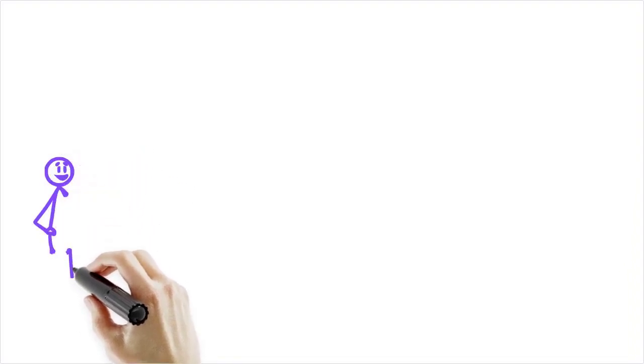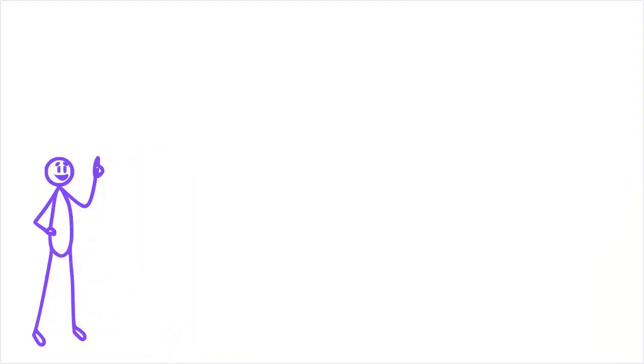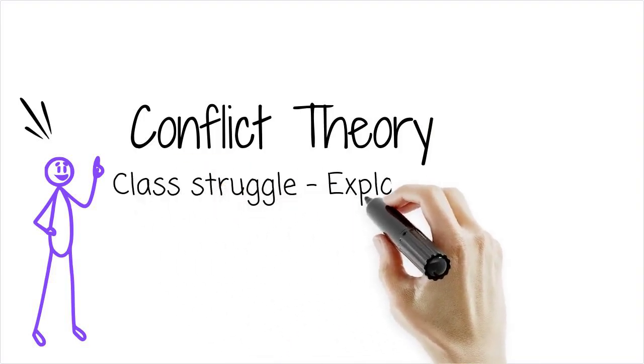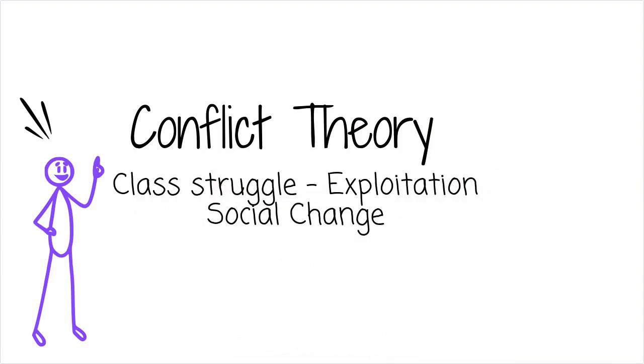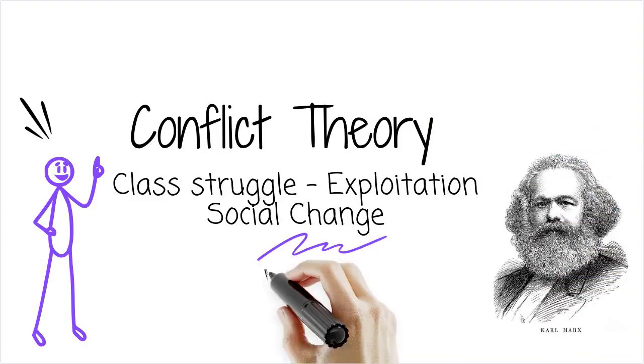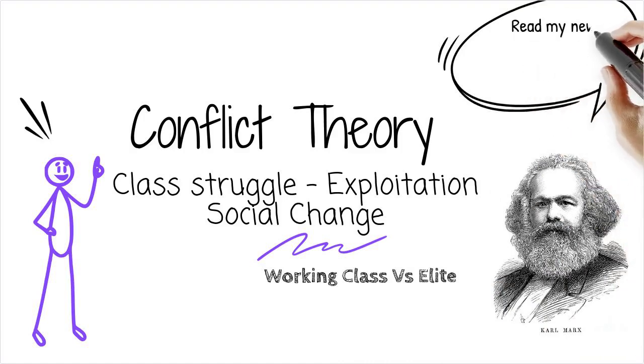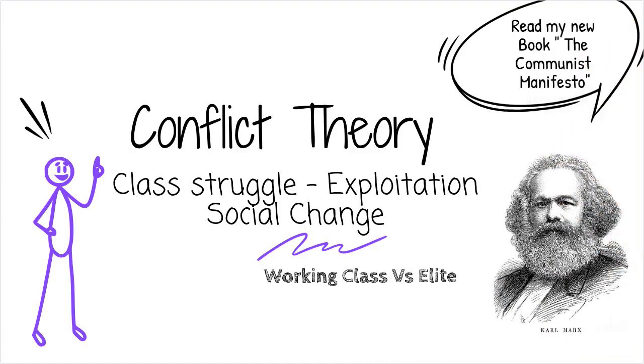Born from Karl Marx's ideas, 1818 to 1883, conflict theory views society as a battleground over wealth, power, and resources. It focuses on class struggle, exploitation, and social change. Karl Marx separated society into the working class and the elite. He believed the elite to be controlling the working class and predicted revolutions that would turn capitalist societies into communist ones.